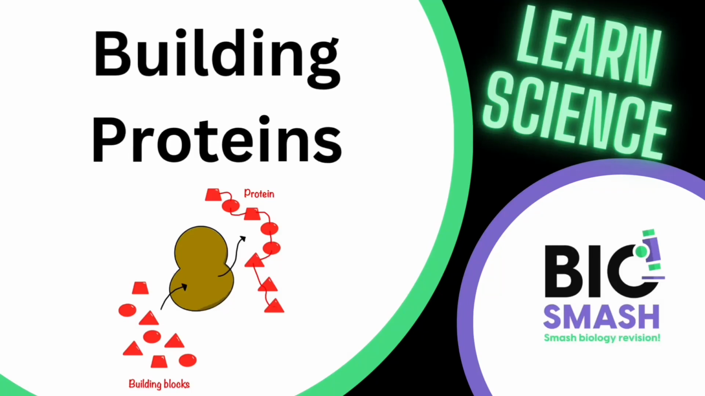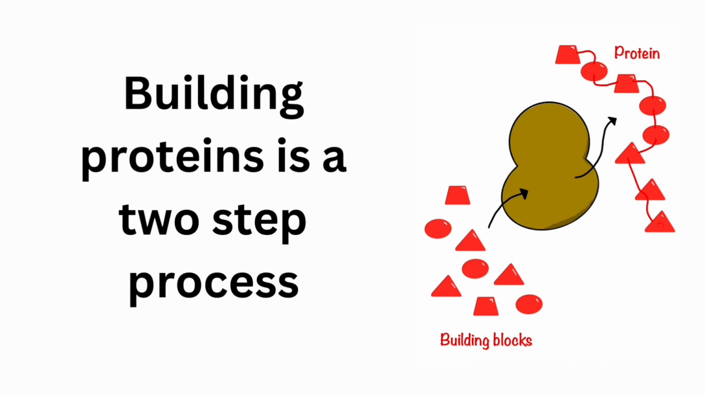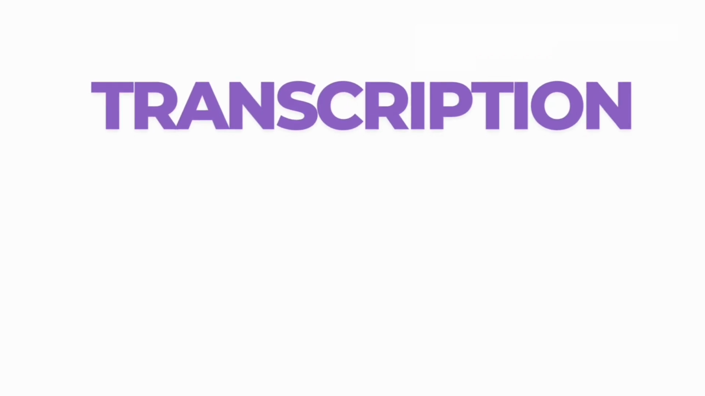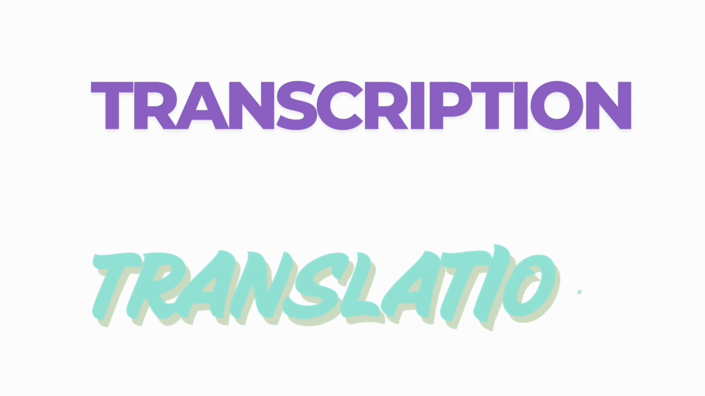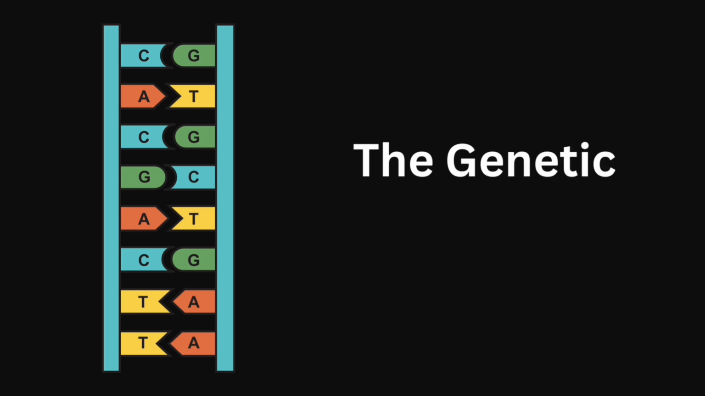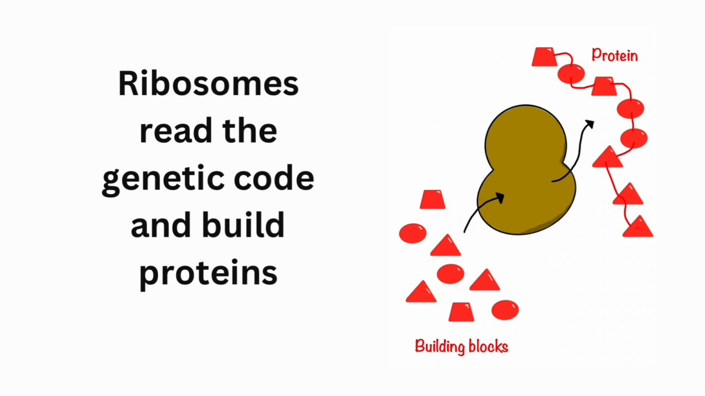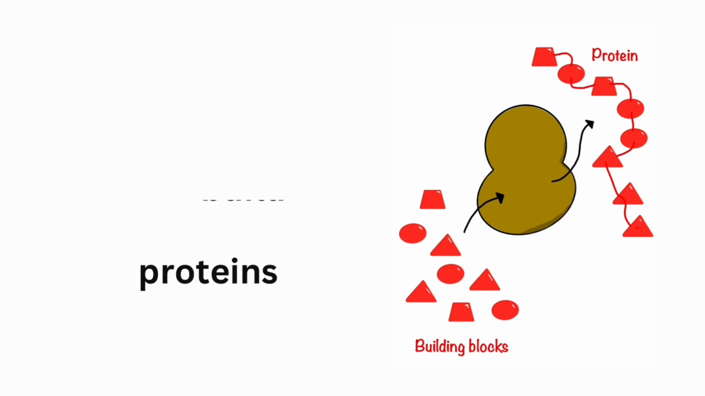Now let's look at how DNA is used to build proteins. Building proteins is actually a 2-step process. The first stage is transcription, and the second stage is called translation. Let's start by looking at transcription. DNA contains a code, so the cell needs something that can read that code. Reading the code is the job of the ribosomes. The ribosome reads the code and uses it to build proteins.